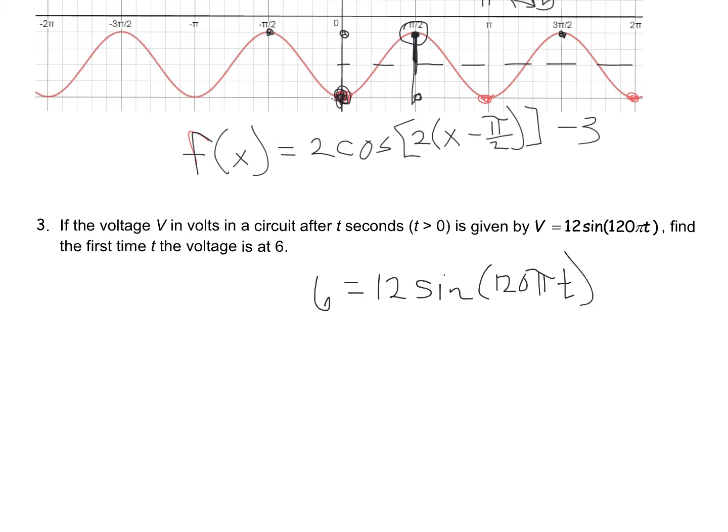We simply plug 6 in for V, and now we need to solve for t. So to solve for t, we have to first solve for sine, which means divide by 12. So you have 6 over 12, which equals 1/2. And then you have sine of 120 pi t.